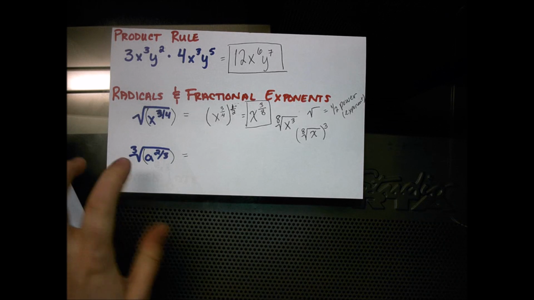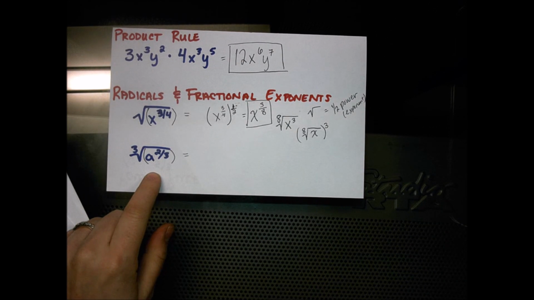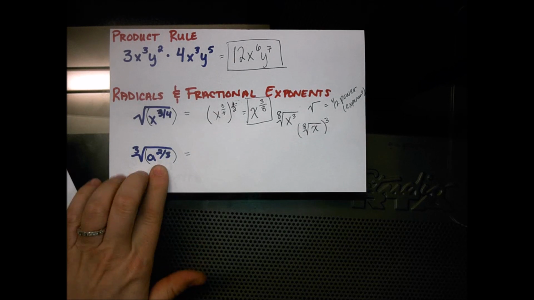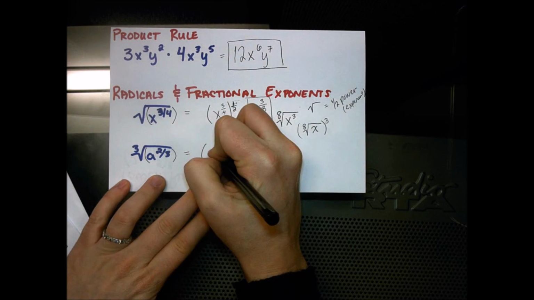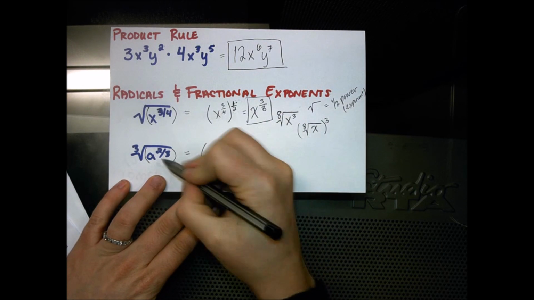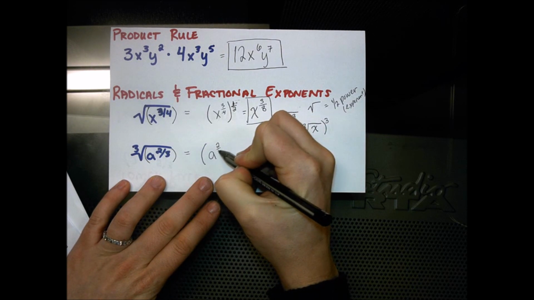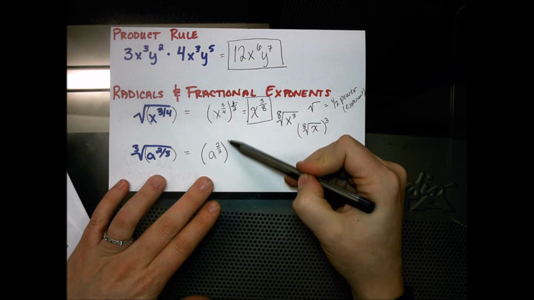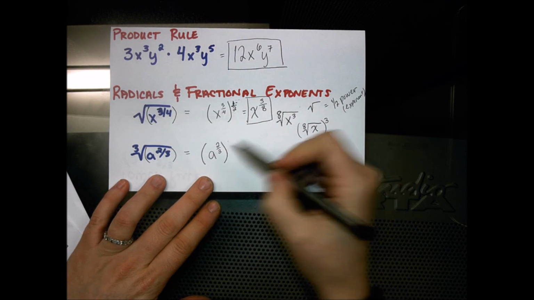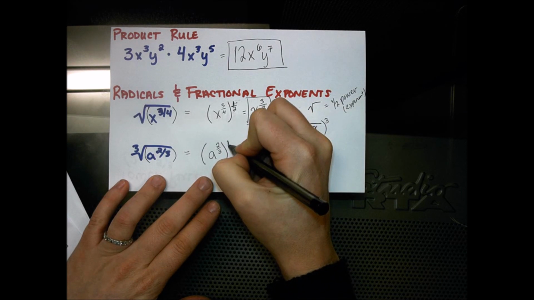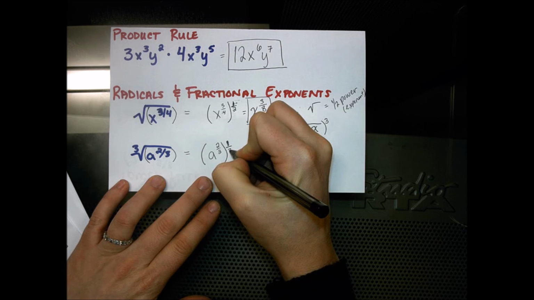All right. Moving on to this other example. We're going to do it again, but this time my power on the outside is going to change. So put whatever's under your radical inside parentheses. What power is outside here? To the third power. The third root is the 1/3 power. 1 over 3.